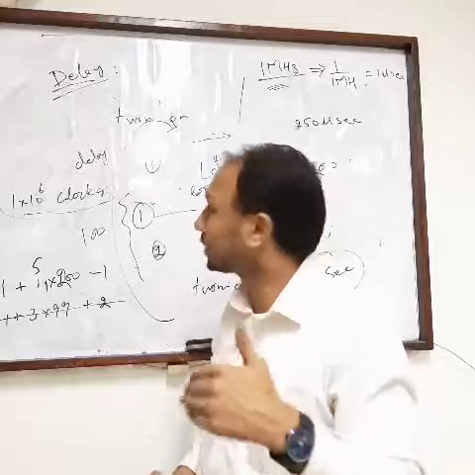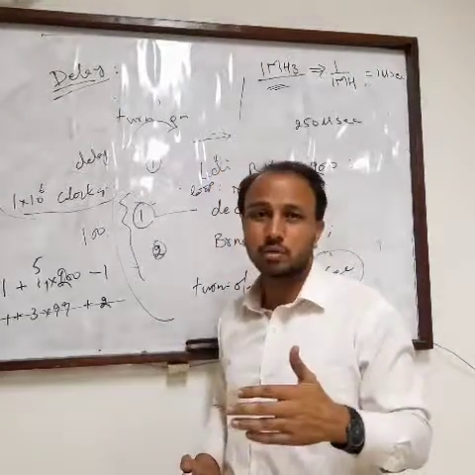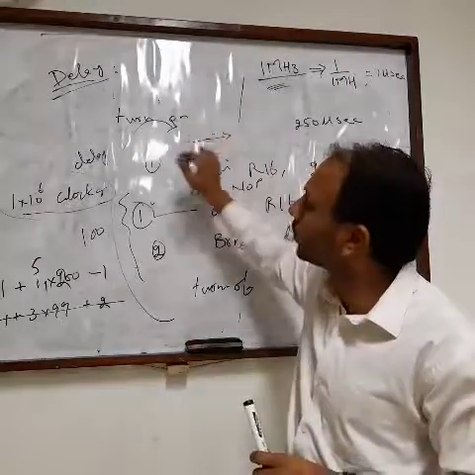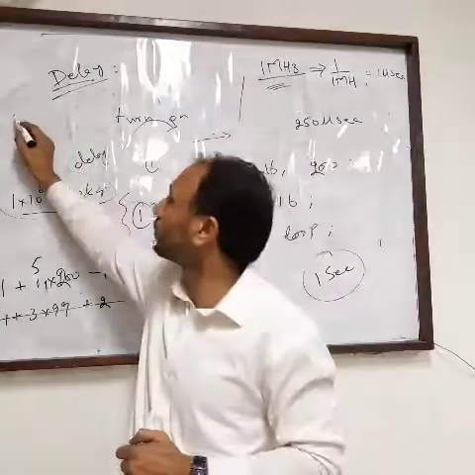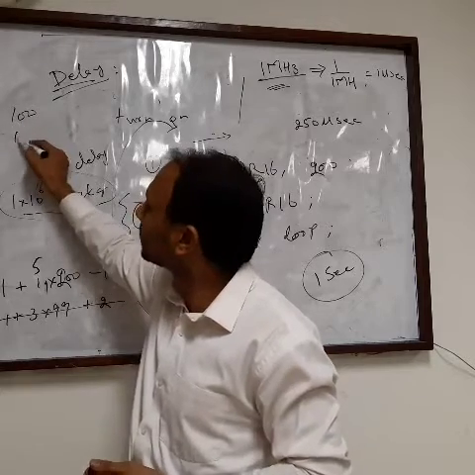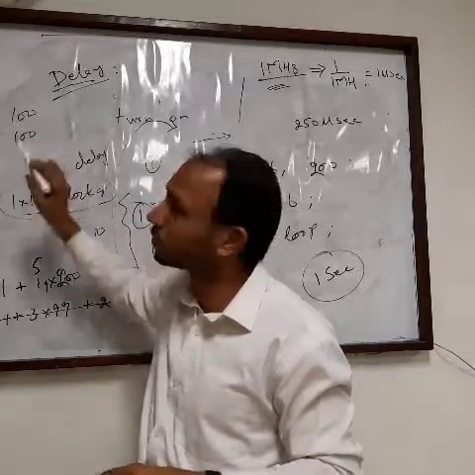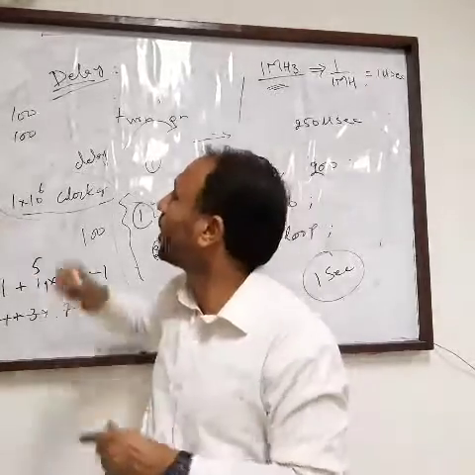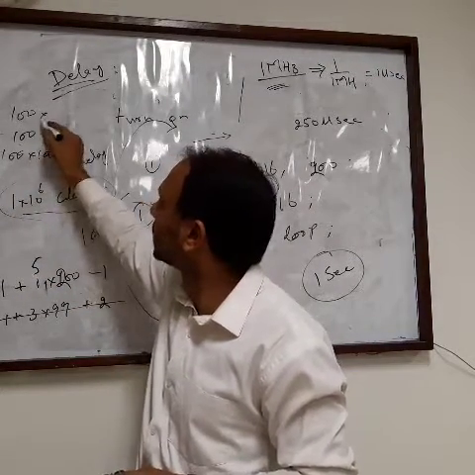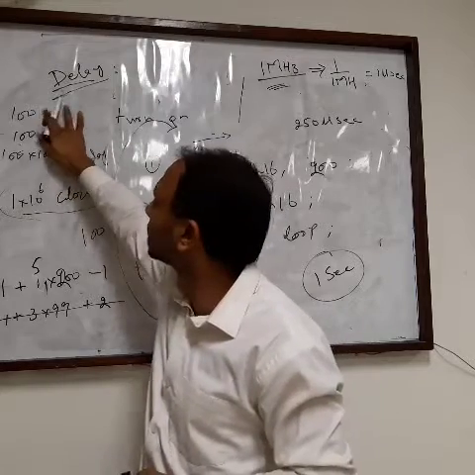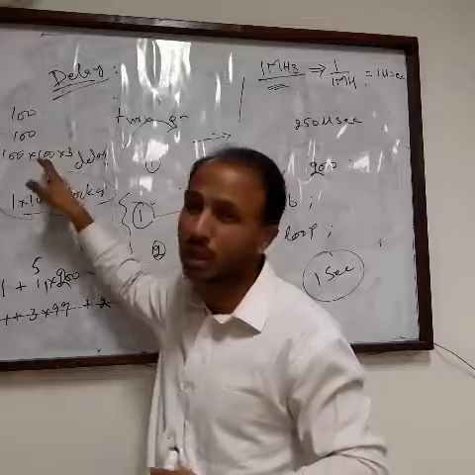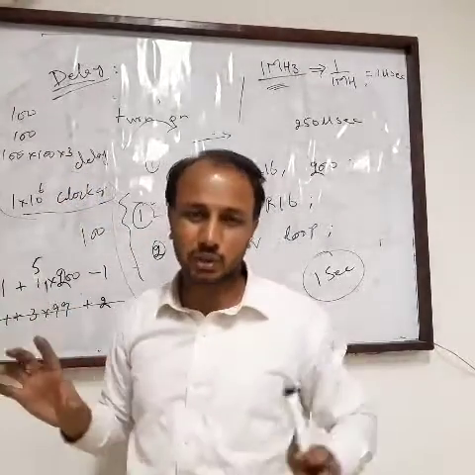One is just a rough delay, not an accurate delay. There you simply multiply the outer loop and inner loop. Let's say your outer loop is running 100 times and your inner loop is also running 100 times. You only multiply these two, so your delay is 100 multiplied by 100, and if there are 3 instructions inside it, you multiply it by 3. So this is your delay. This is the rough calculation of delay.